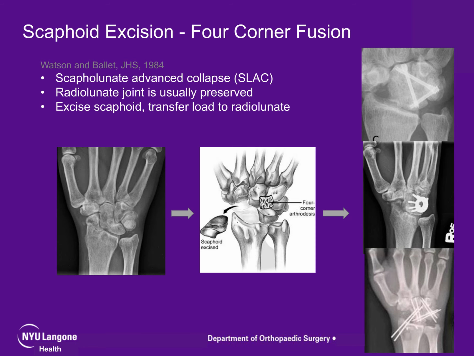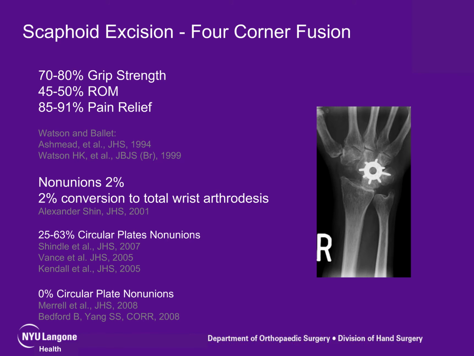The other procedure commonly done for SLAC wrist and SNAC wrist is scaphoid excision four-corner fusion. And in this procedure, the scaphoid is excised, but the ulnar four bones of the carpus are fused to prevent collapse. And the techniques that are currently used include headless screws, circular plates, and of course, K-wires. And their results are equally good. Grip strength 70 to 80%, range of motion about 50%, and substantial pain relief.